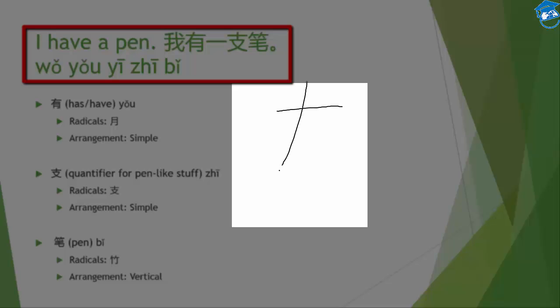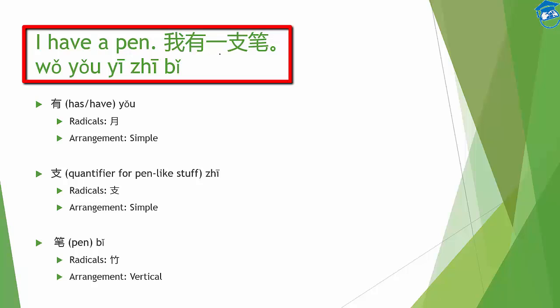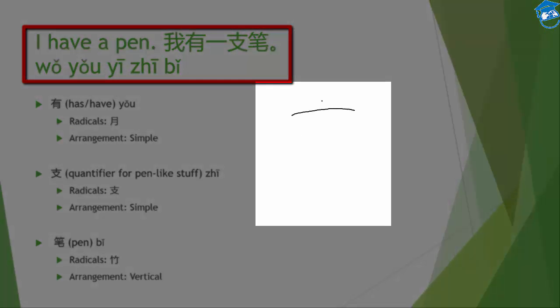1, 2, 3, 4, 5, 6. 有. Okay, and you know this word already. This is 1, and this is a quantifier. 支, it is used for pen-like stuff, so you'll encounter more examples of it in the future. And the radical is itself, and the arrangement is simple. So this is how I write 支. 1, 2, 3, 4. 支.